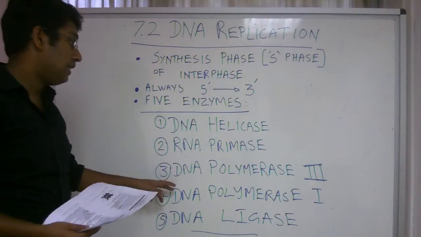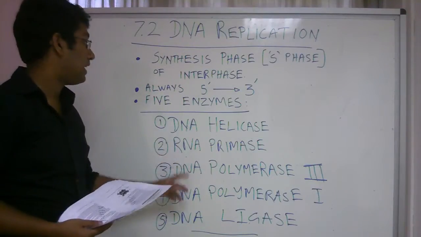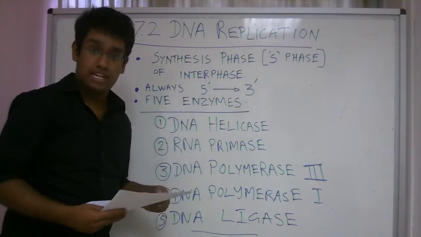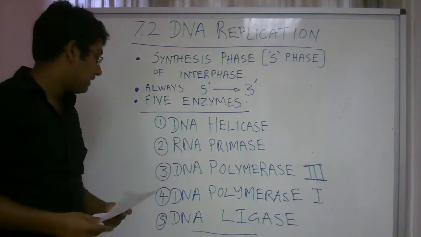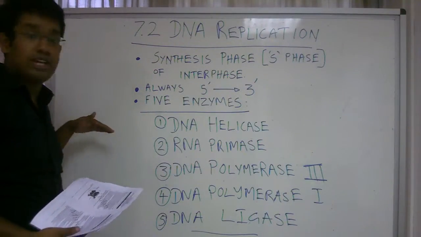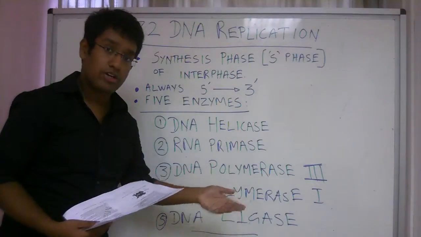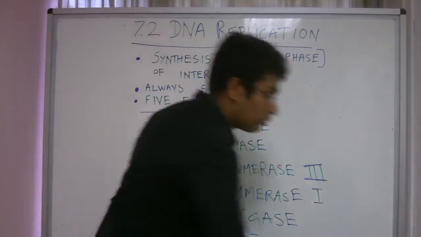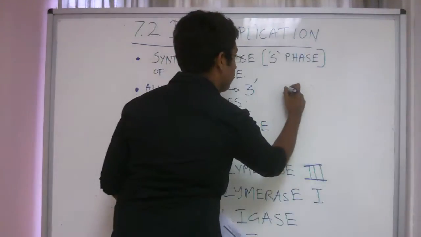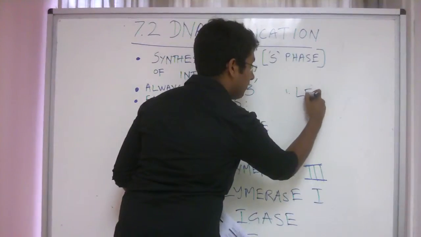DNA polymerase 3 can only carry out replication in a 5 to 3 direction, which means that on one of the parent strands, the DNA polymerase 3 will be moving towards the replication fork, resulting in continuous replication, and we would refer to that strand as the leading strand.